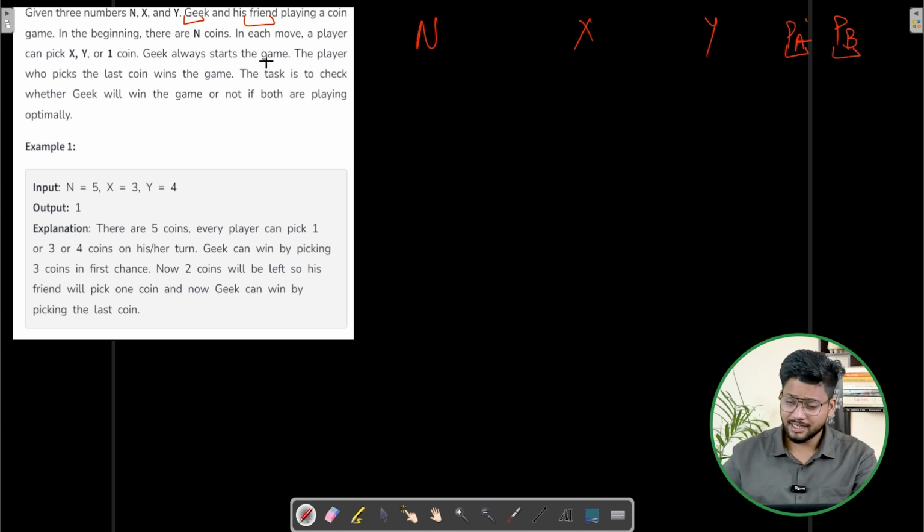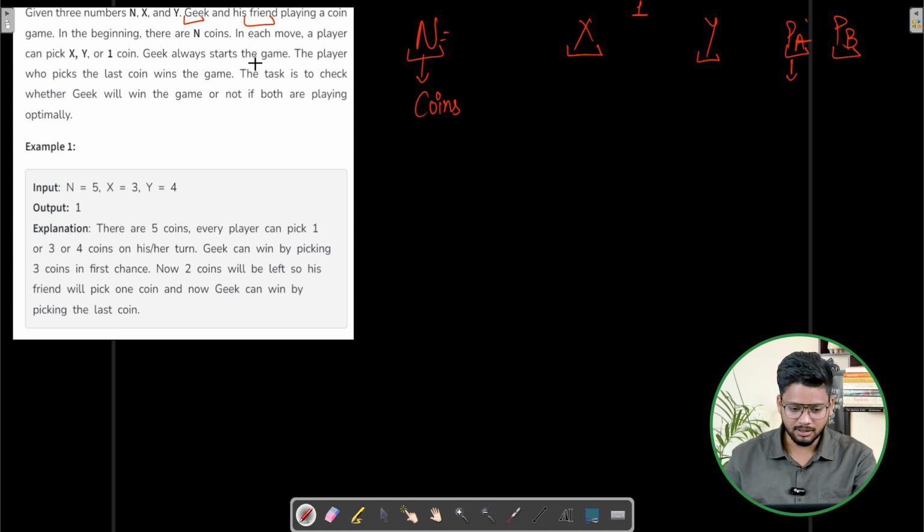They are playing a coin game. In the beginning, there are n coins, n is the number of coins we have. In each move, a player can pick X, Y, or one coin. So either a player can take X coins, Y coins, or maybe they can take one coin as well. I'm writing one over here. Geek always starts the game, so player A will always start the game.